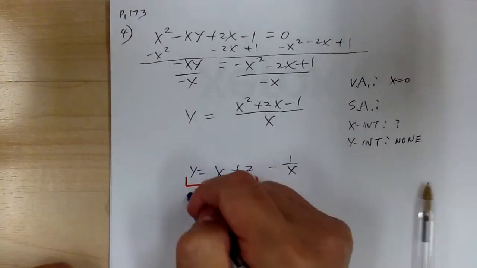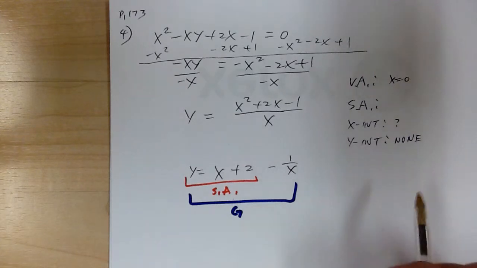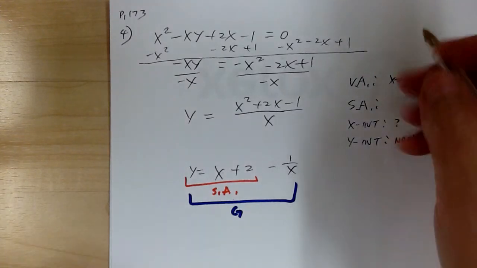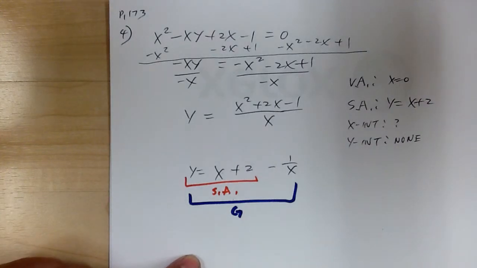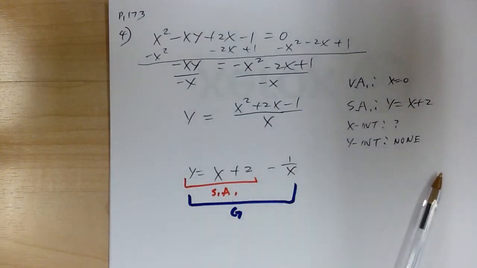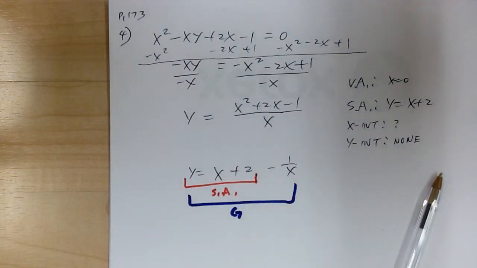And here's your graph. The slant asymptote is y equal to x plus 2. When you're doing the long division, make sure that only the quotient part is your slant asymptote. So now you're ready to sketch your graph.